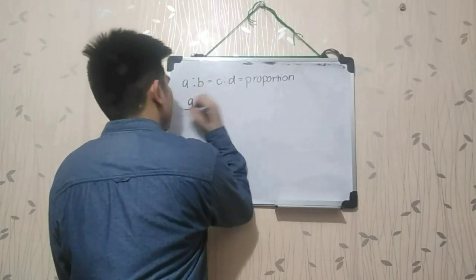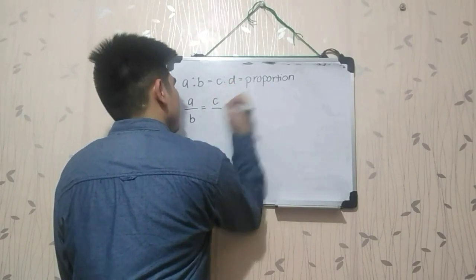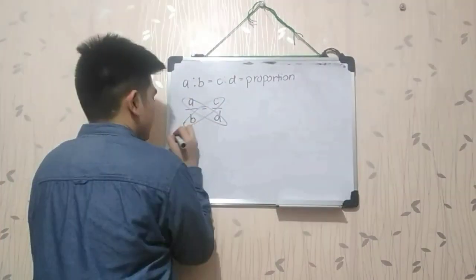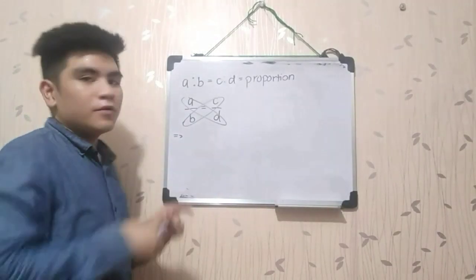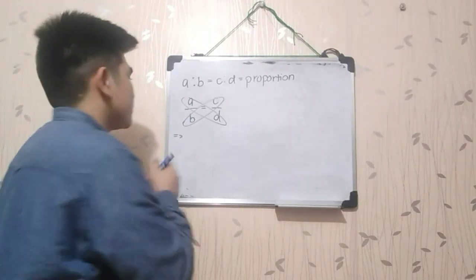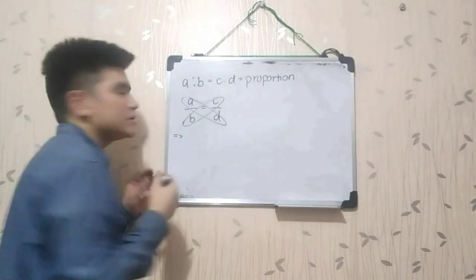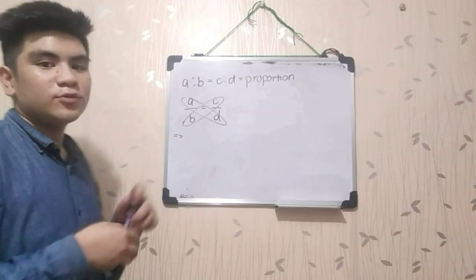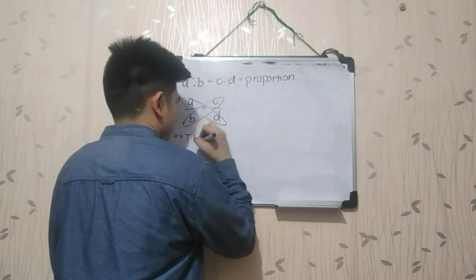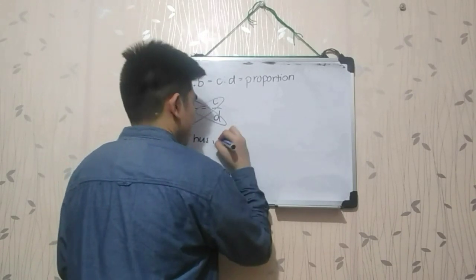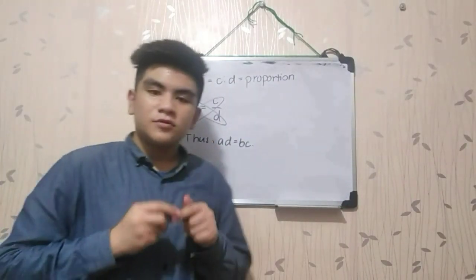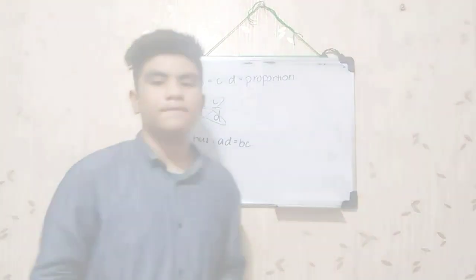So, A, B equal to C, D. The product of this, since as you know, we can convert this into a fraction, we can cross multiply it since they are separated by an equal sign, in which case cross multiplying can be done. Thus, AD is equal to BC. Now that is what the fundamental principle of proportion is stating.